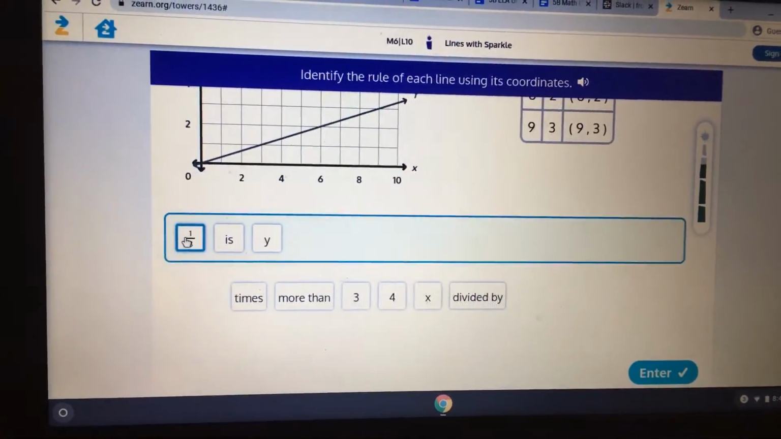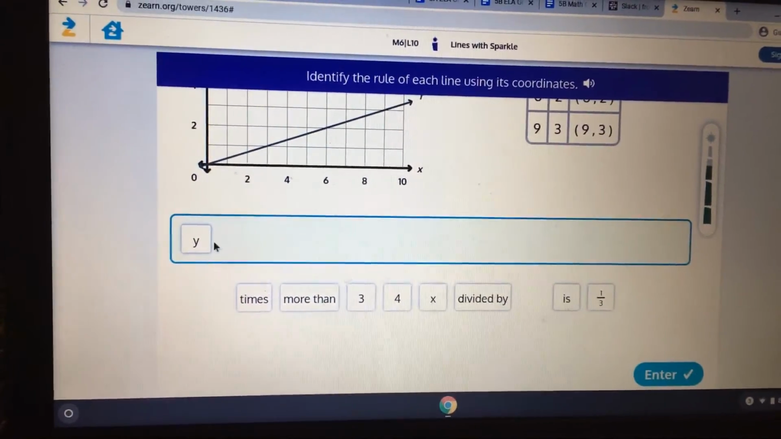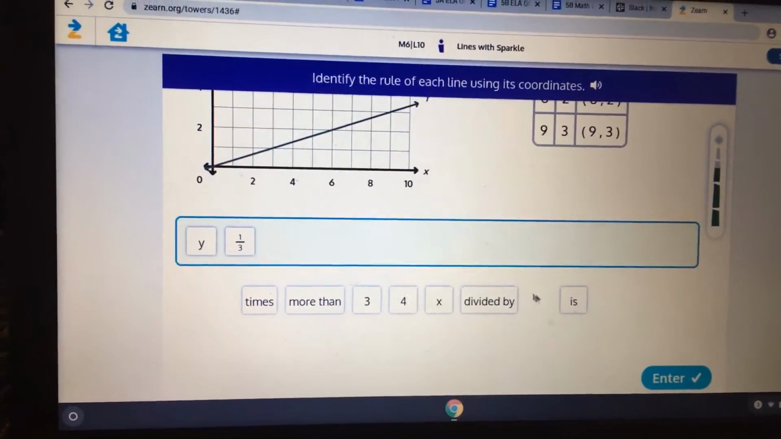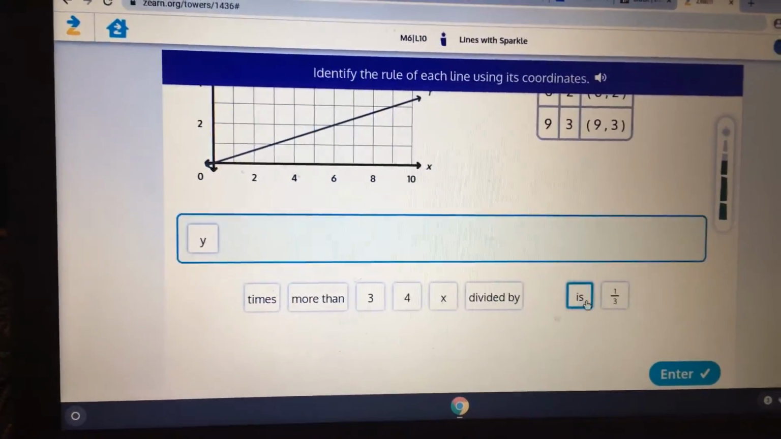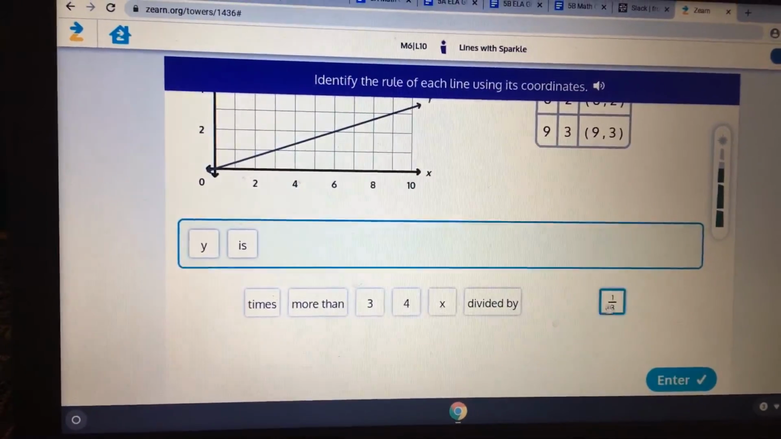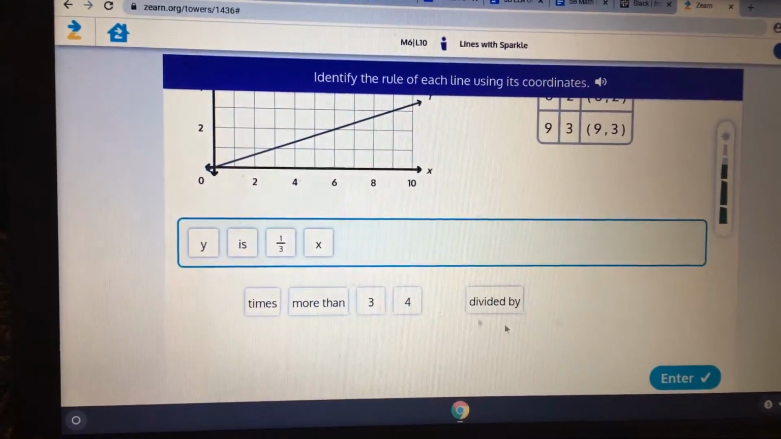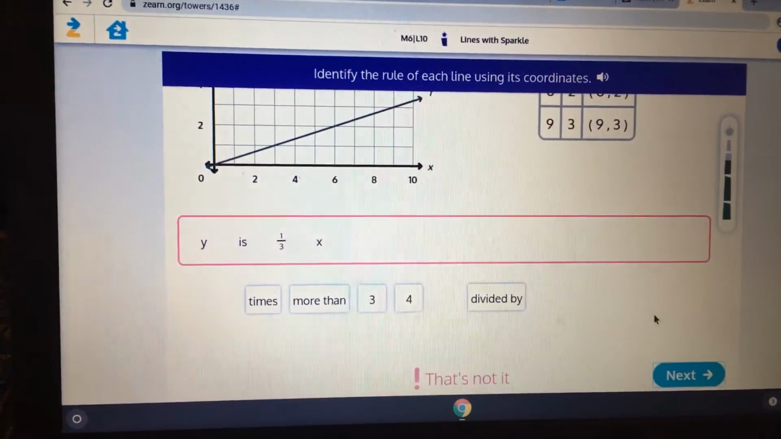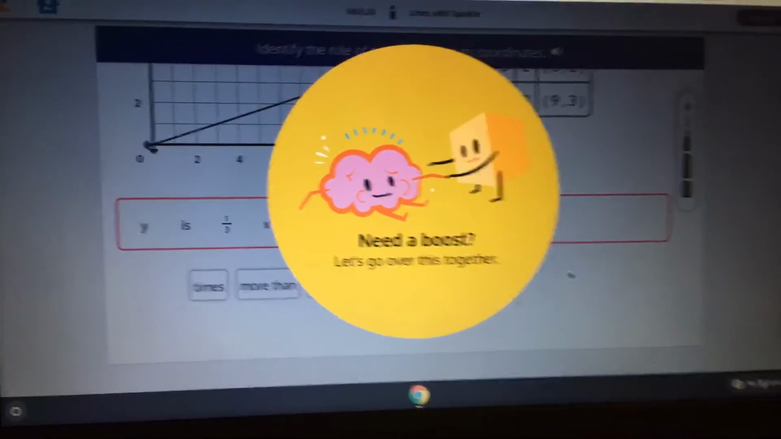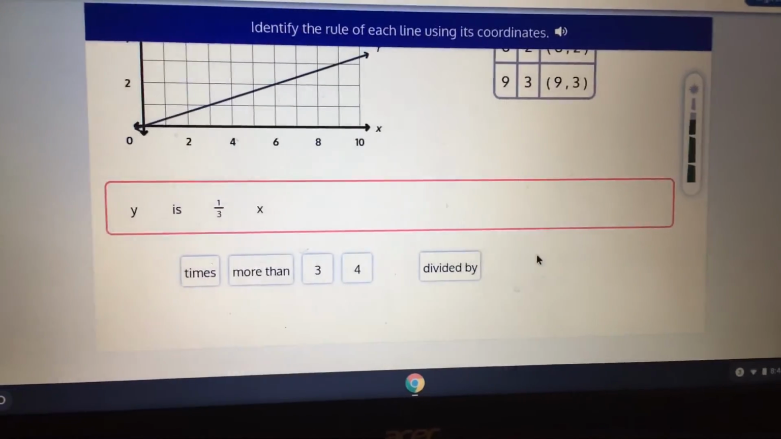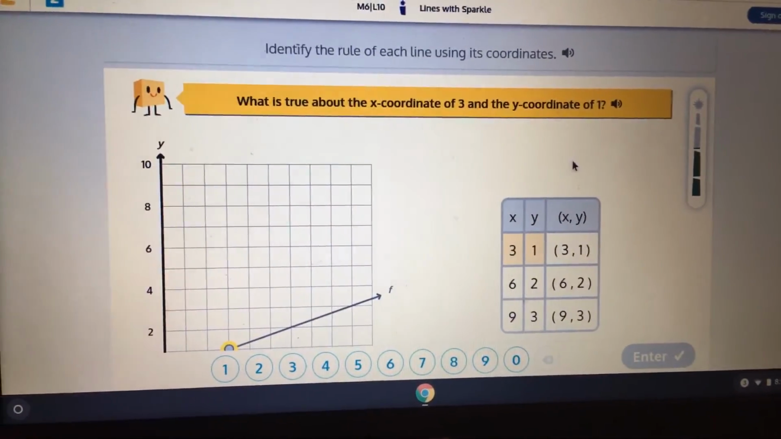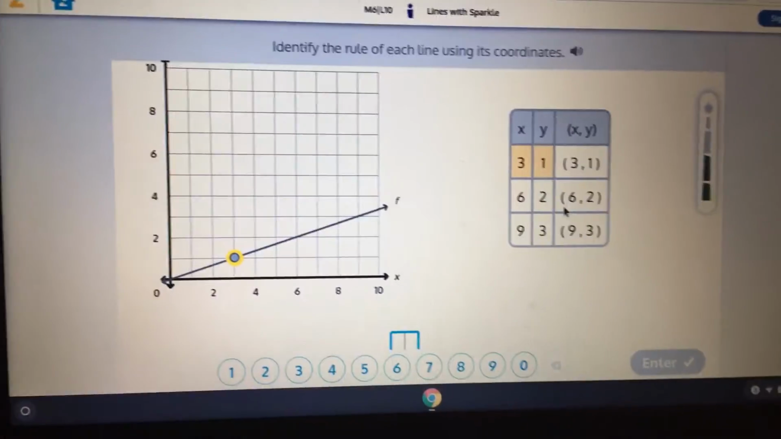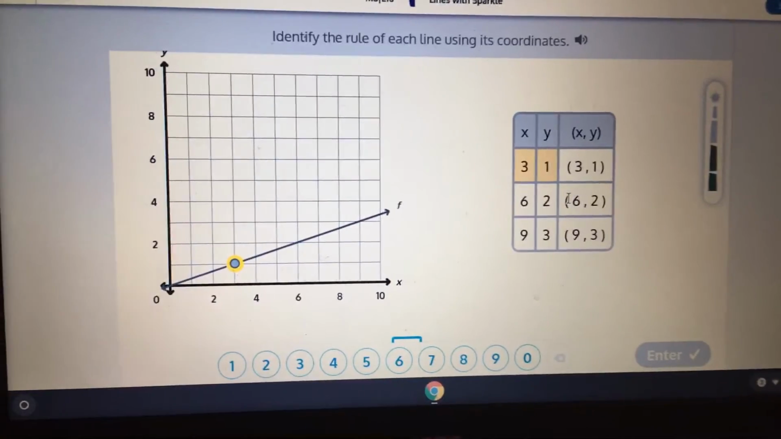Let's clear this out. Y is 1/3. Sometimes it's tricky. You got to play around with the wording. Yeah, see, it's gonna be weird. So let's go ahead and get a boost because I want to make sure you guys understand how to word this correctly because there's several different ways you could put it.